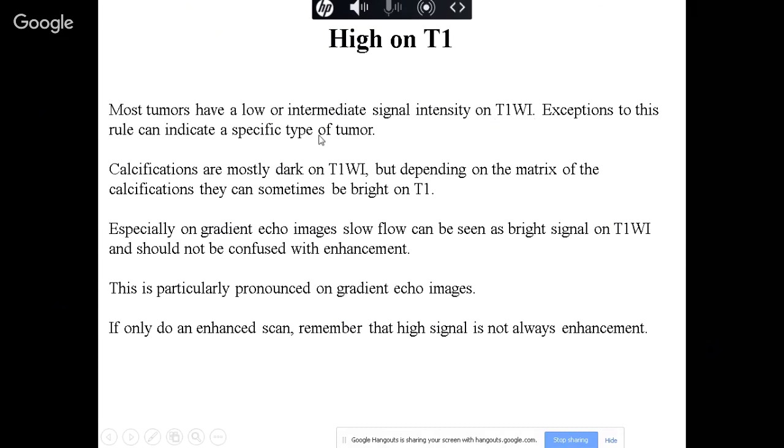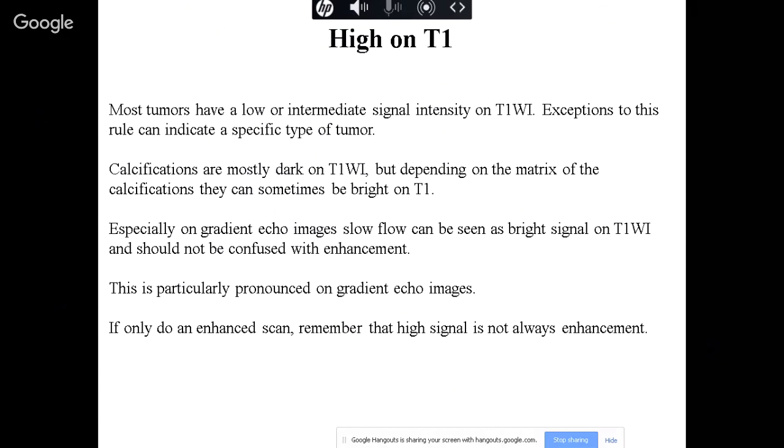except for specific types of tumor. Calcification is mostly dark on the T1, but sometimes we do have cases where calcification is bright on the T1. And on the GRE sequence, remember the SWAN, we do the differential, but I have difficulty interpreting some. What is SWAN? We should be able to differentiate hemorrhage and calcification, but in the real world, sometimes it's still very difficult.